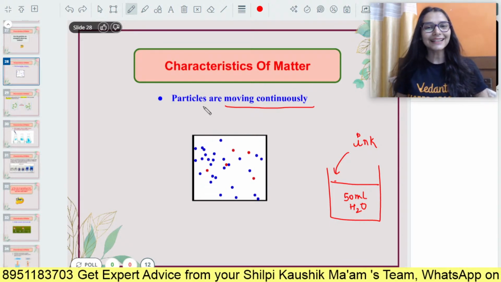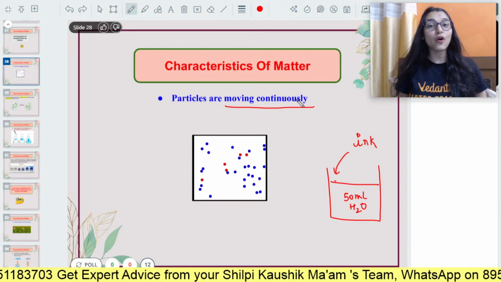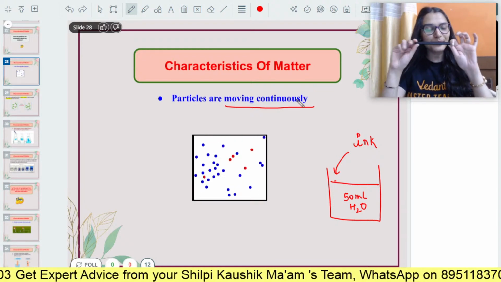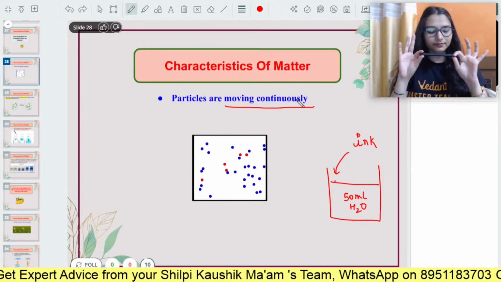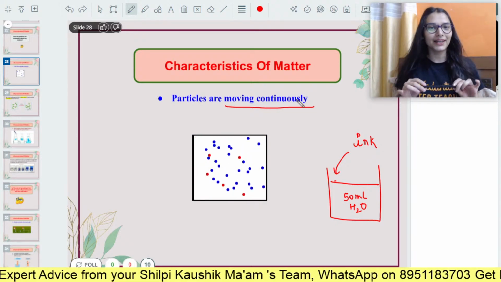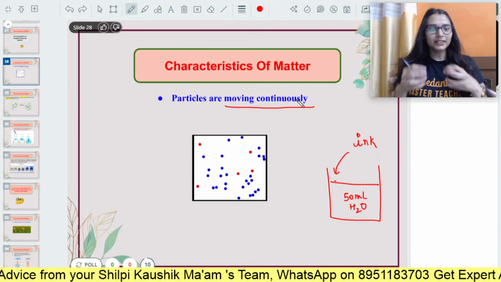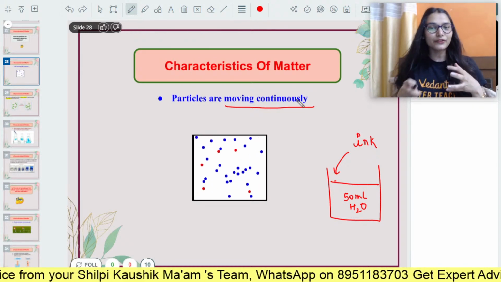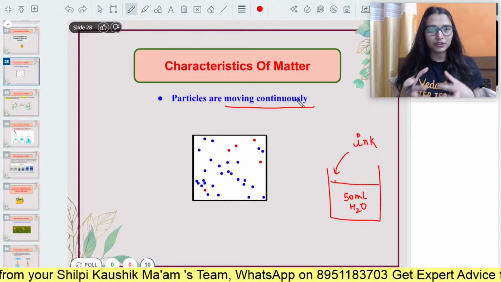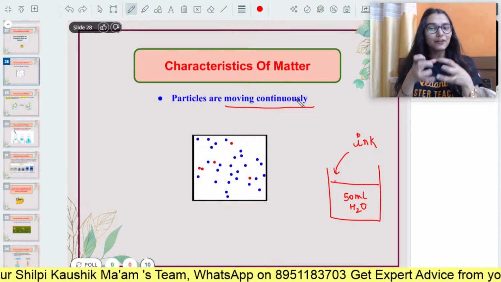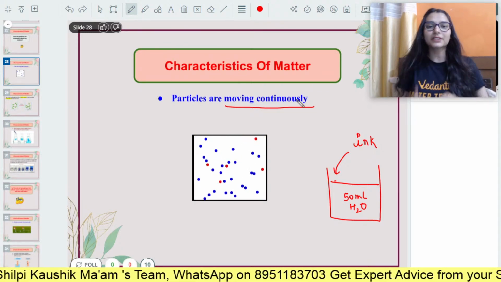So what does that tell you? That particles are always moving. Even the particles of this pen are also moving on the microscopic level. Because it is a solid, the movement is negligible. They just vibrate like this. In solids there are vibrations, not free movement. Still, the particles of the pen are vibrating continuously.